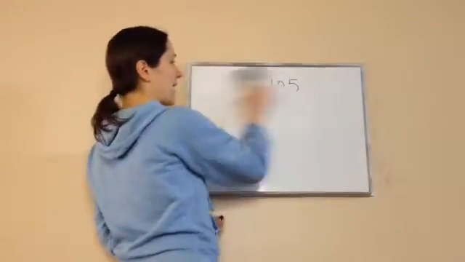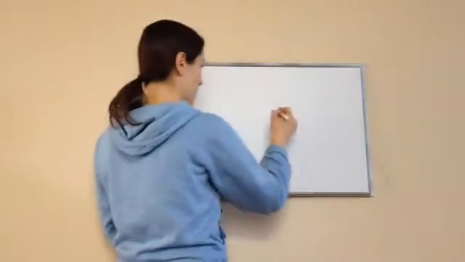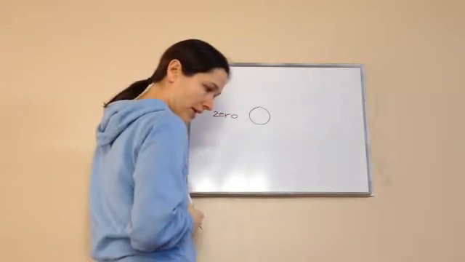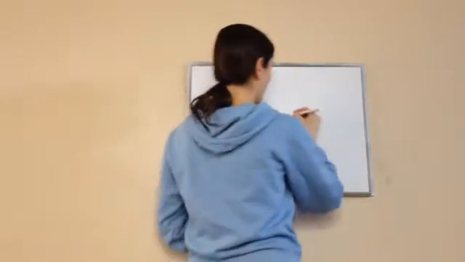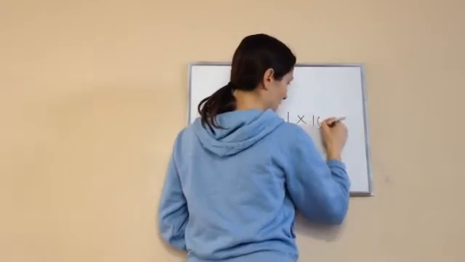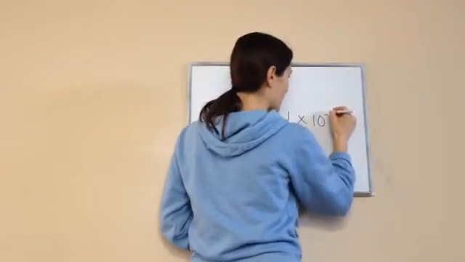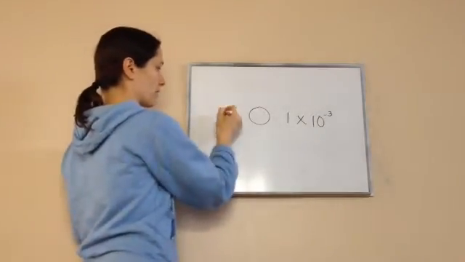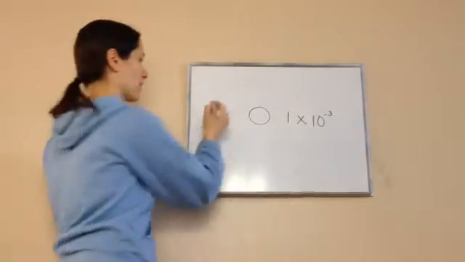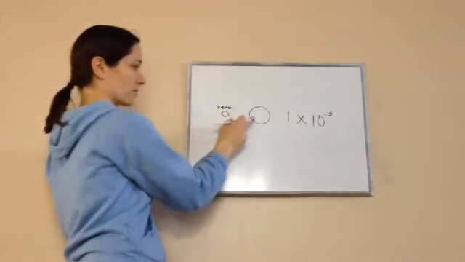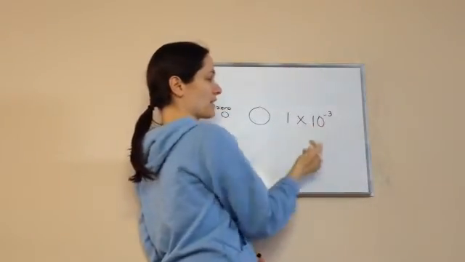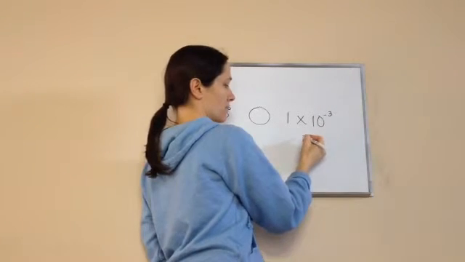Yep. Okay, last problem, and it's a comparison problem. It says 0. We're comparing that to this number: 1 times 10 to the negative third. Now, we know what 0 is. 0 is 0, okay? I'm going to write 0 on top of that, just so we don't think it's something else. Now, what would 1 times 10 to the negative third look like? 0, 0, 1.